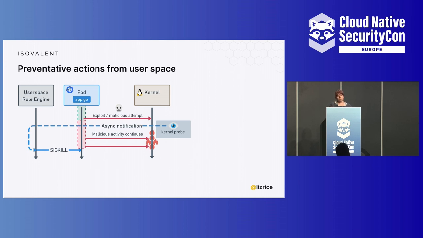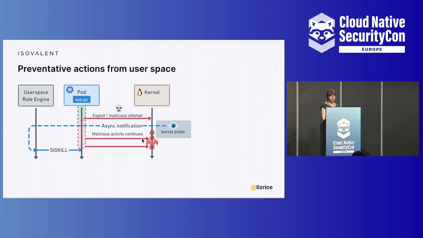And that could be as simple as just killing the process that's responsible. But the problem with this approach is that it's asynchronous. Between spotting that there's some malicious activity, if you have to notify something in user space and then take your preventative action, it may be too late. There may have been time to exfiltrate some data or change something that allows an exploit to persist into the future.